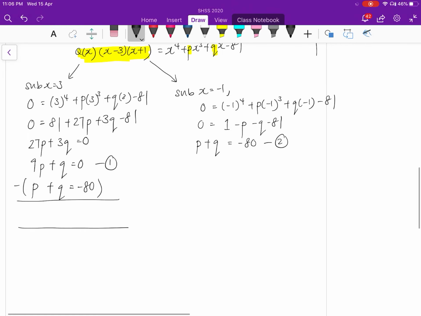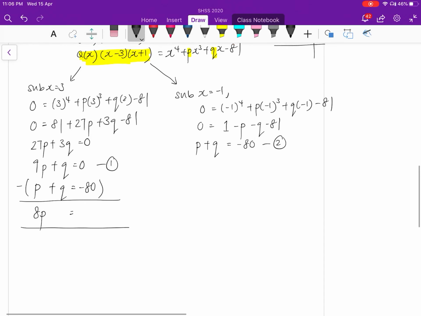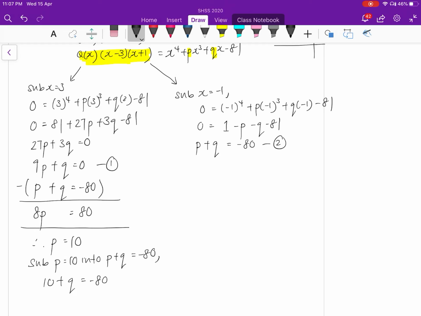9p minus p is 8p. q minus q, nothing. 0 minus minus 80 is 80. Therefore, divide by 8, p is 10. Substitute p equals 10 into p plus q equals minus 80. I have 10 plus q equals minus 80. q is minus 90. If I shift the 10 over, it becomes minus 10. Minus 80 minus 10 is minus 90.